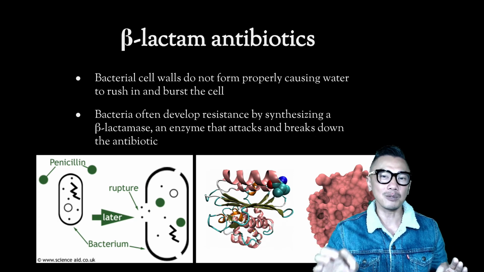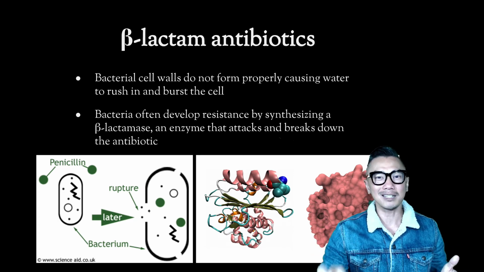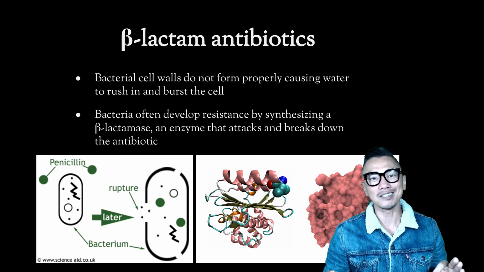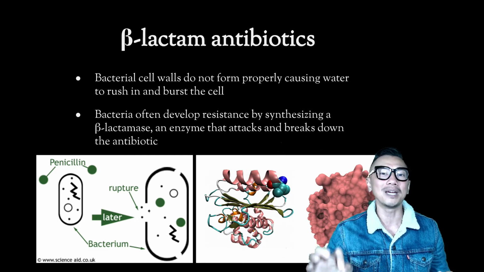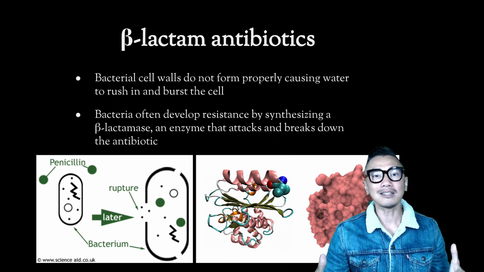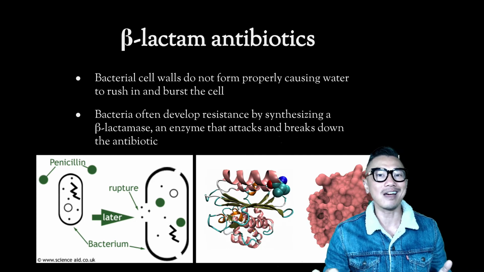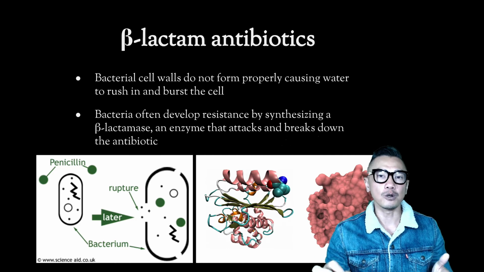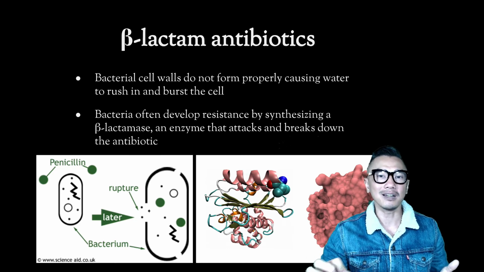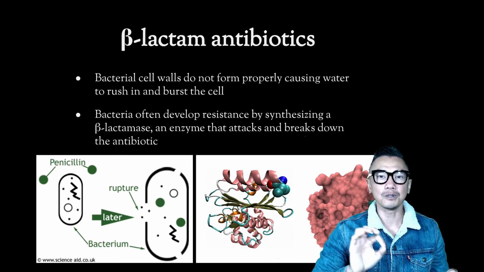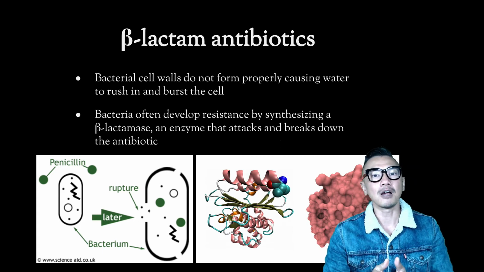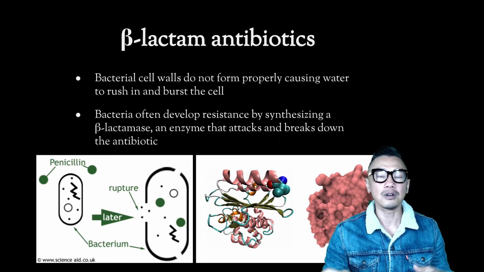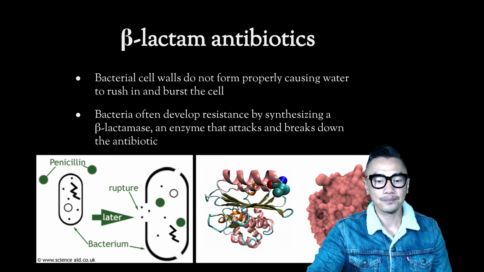Bacteria often develop resistance to beta-lactam antibiotics by synthesizing a protein enzyme called beta-lactamase. Beta-lactamase will attack and break down any antibiotics. The diagram on the left shows how beta-lactam antibiotics can cause bacterial cells to burst. The diagram on the right shows the structure of beta-lactamase.